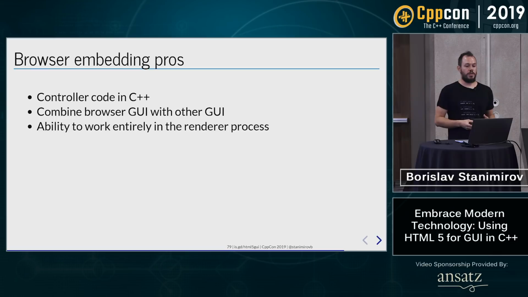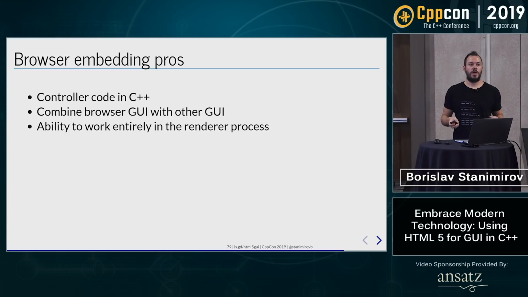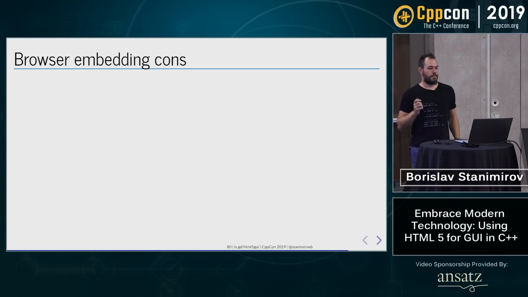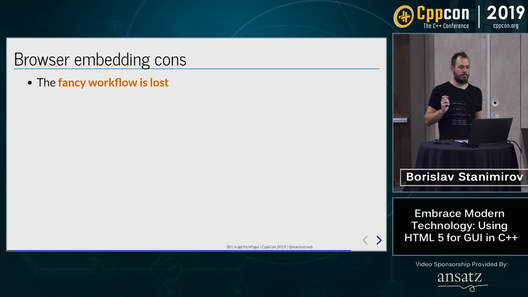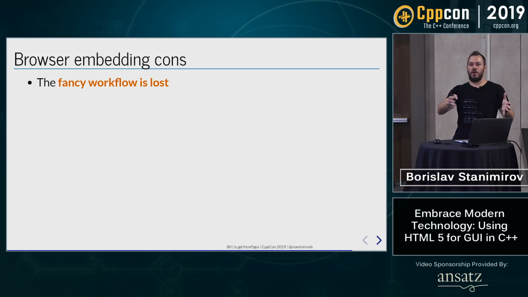So what's good about this? You write your controller code in C++, you got that. You could combine the browser UI with the existing GUI that you've written for your platform, and you can work entirely in the render process. What's bad about this? Well, it seems that the fancy workflow is lost, isn't it? The npm start thing, well, now we have the browser process entirely in C++.